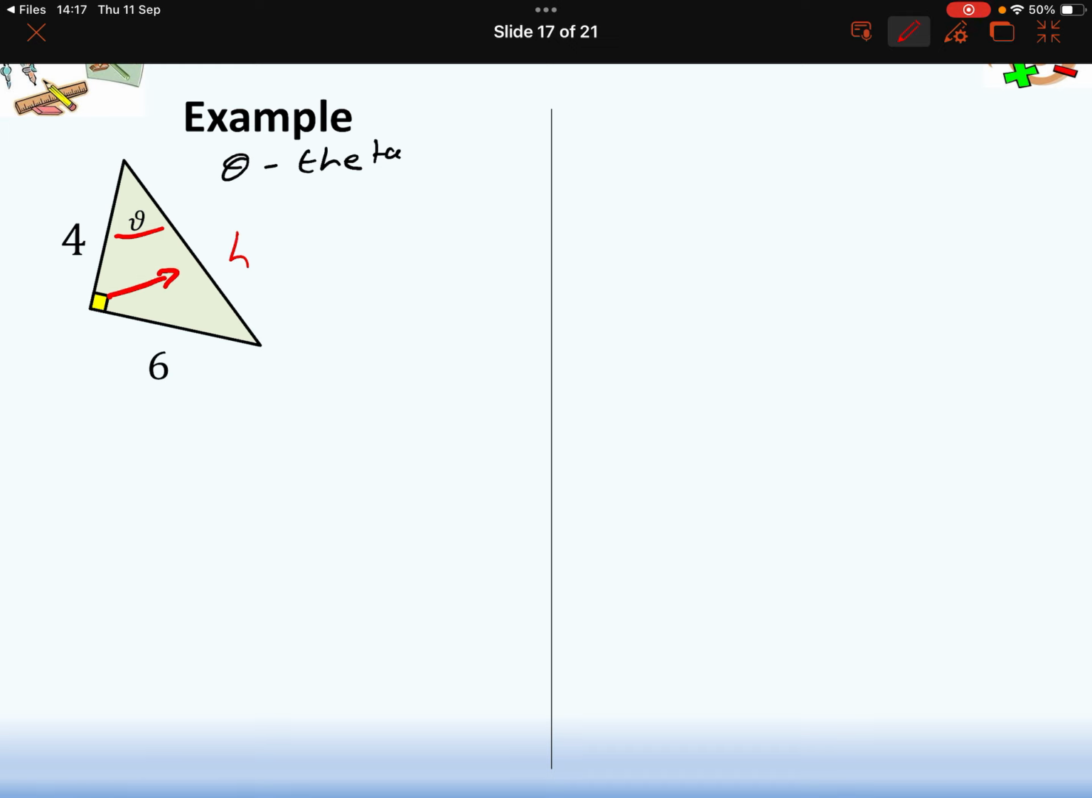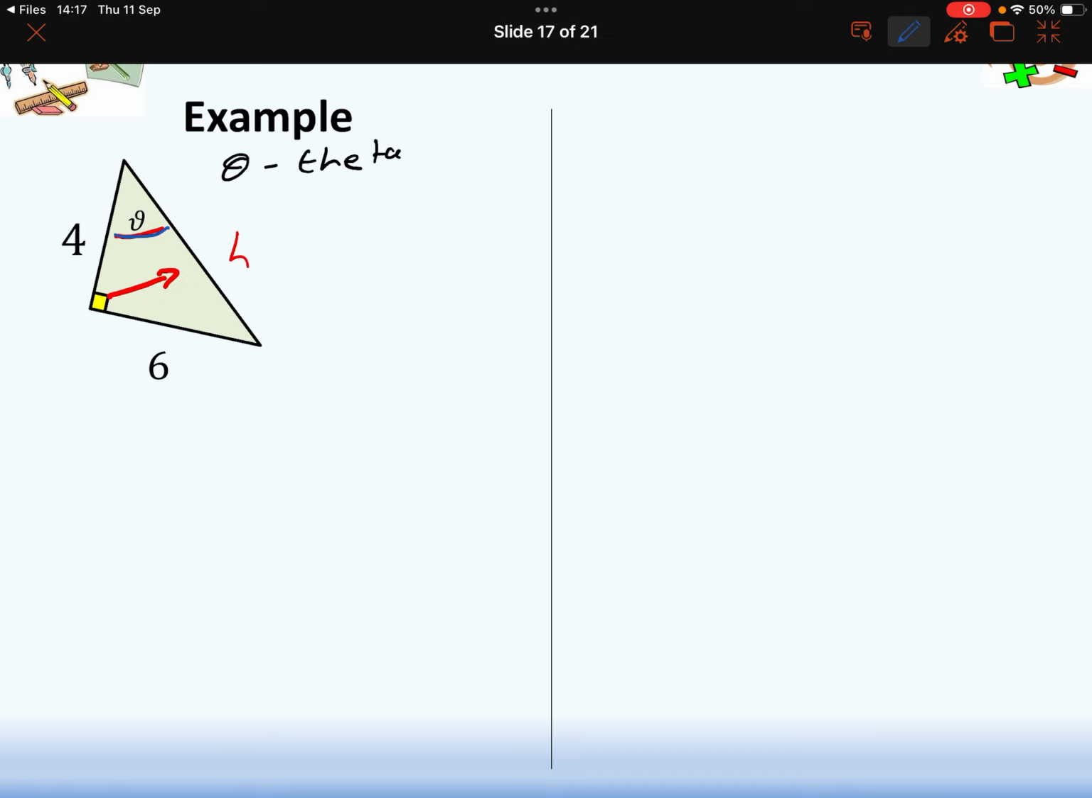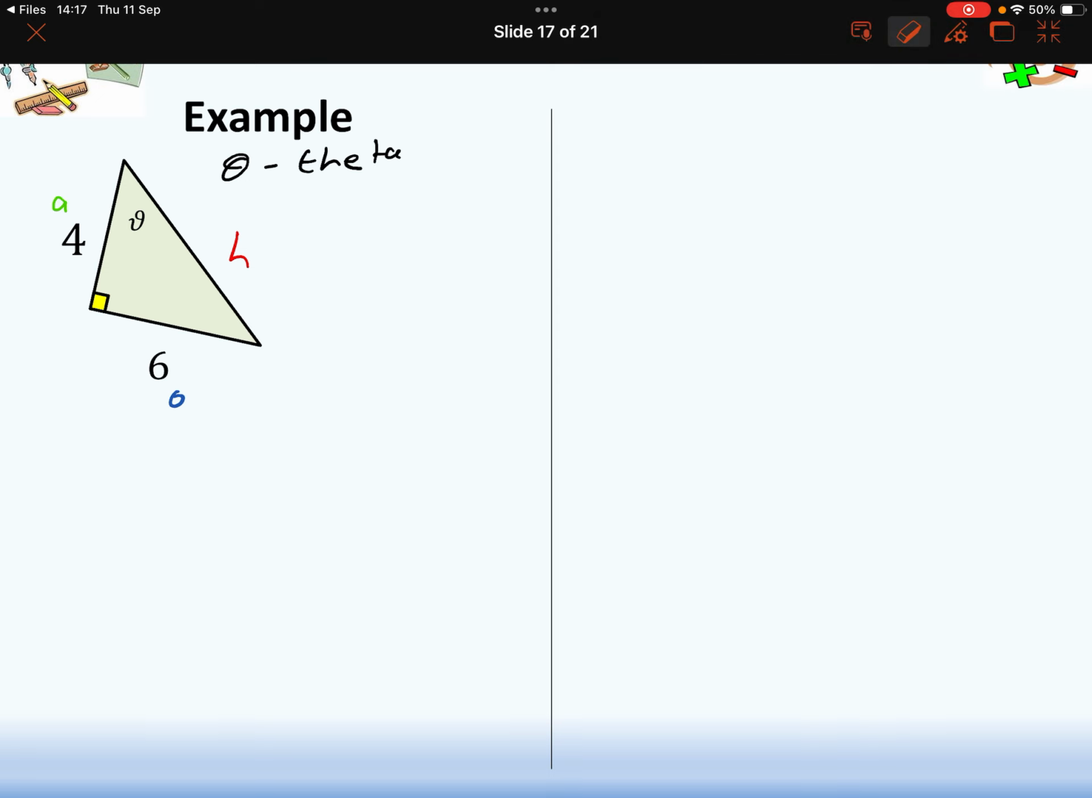Firstly, my hypotenuse is there, opposite the right angle. The angle I'm interested in is the theta. So that is the opposite side. And the last side is the adjacent side. So I go through my SOHCAHTOA again.